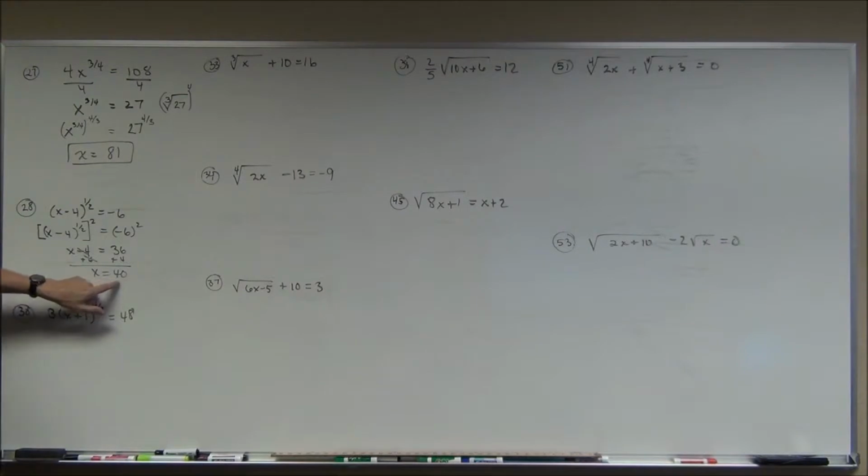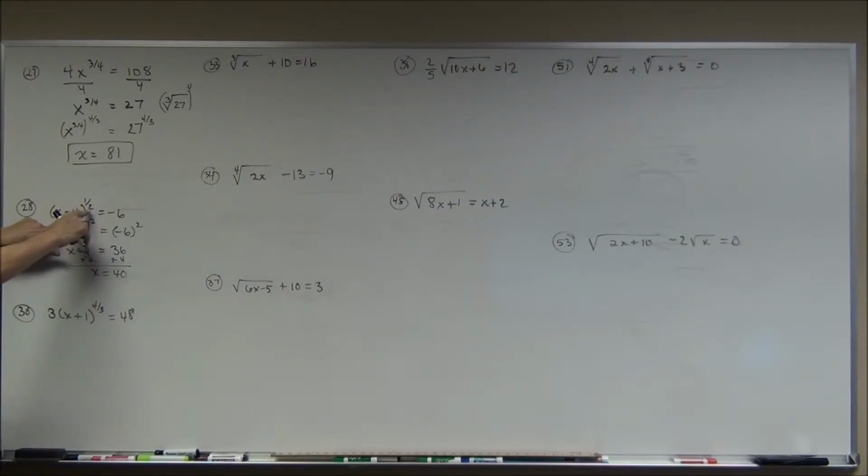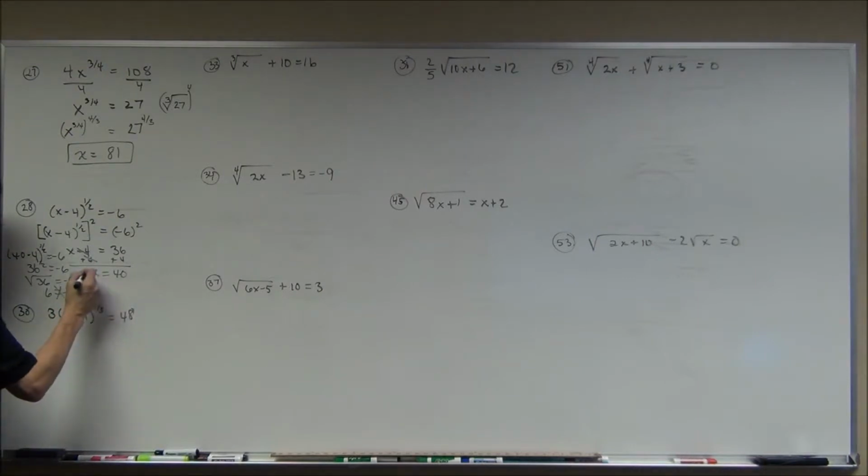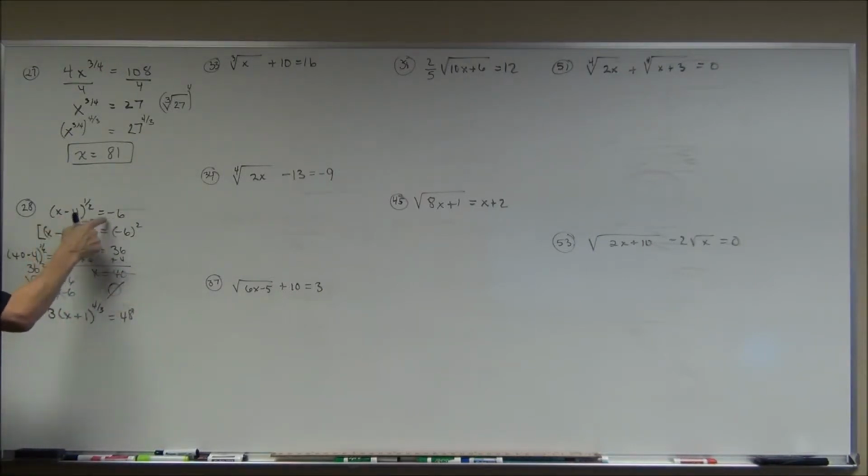So if you go back and you check, you plug 40 in here, 40 minus 4 is 36. 36 to the 1/2, that's the square root. The principal square root of 36 is positive 6. If you plug 40 in here, you have 40 minus 4 to the 1/2 equals negative 6. 36 to the 1/2 equals negative 6. This is the square root of 36 equals negative 6. I get 6 equals negative 6, which is false. There is no solution. You can kind of see it coming if you're looking for it, because it's a square root. Now, if it was a cube root, you can have a negative.